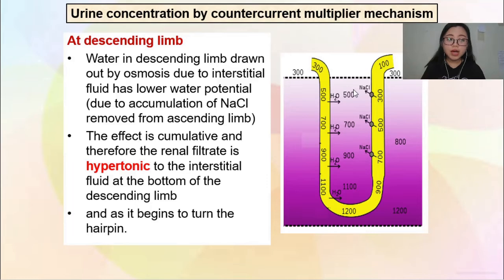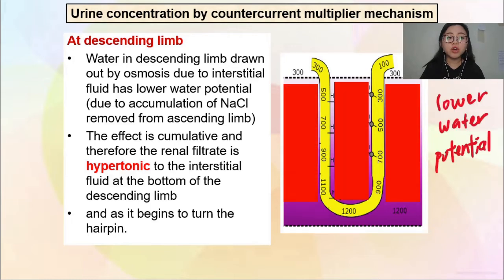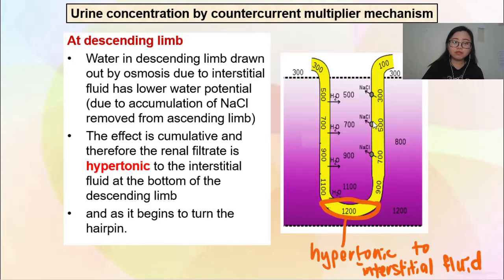As the fluid flows down, water in descending limb is drawn out by osmosis because interstitial fluid has lower water potential due to accumulation of NaCl removed from ascending limb. So this area here will have lower water potential because this area has lots of NaCl. This effect is cumulative, and therefore the renal filtrate is hypertonic to the interstitial fluid at the bottom of the descending limb.